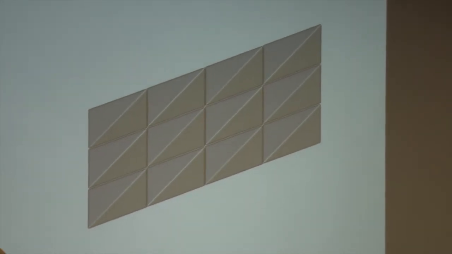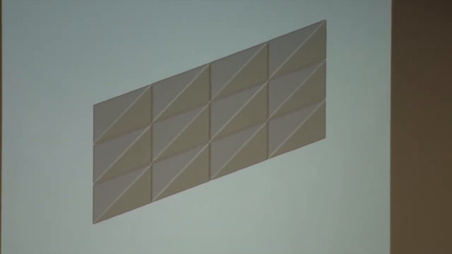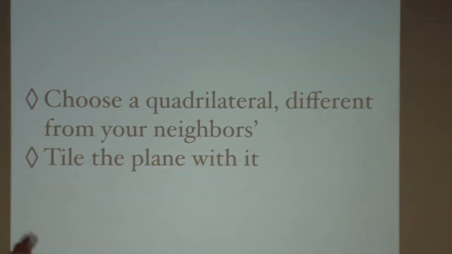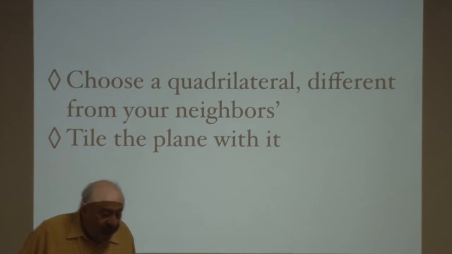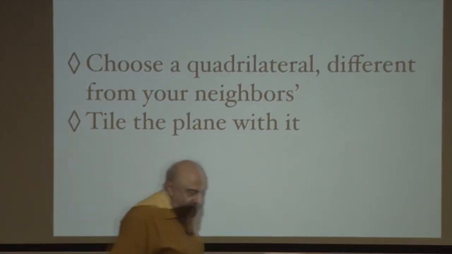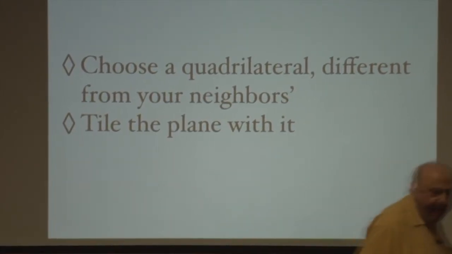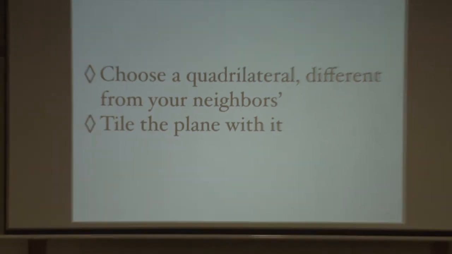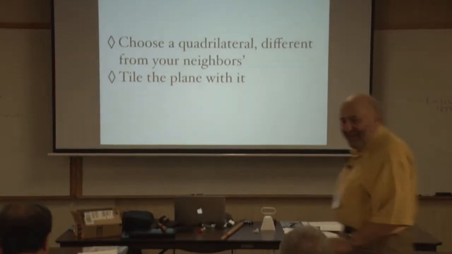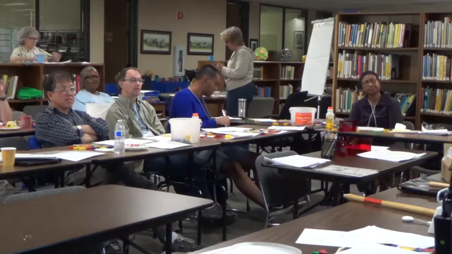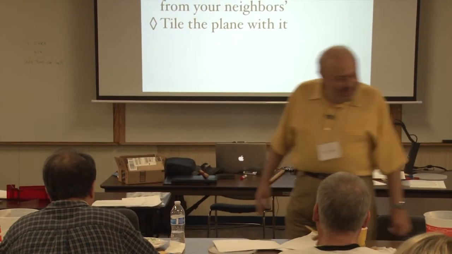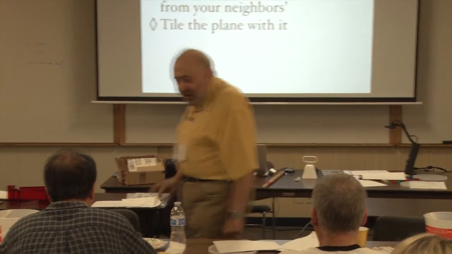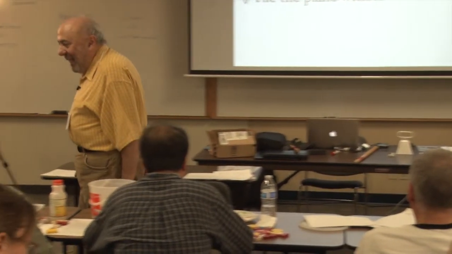So that's that same tessellation. Okay, quadrilateral. Choose a quadrilateral different from your neighbors and tile with it. And again, don't do a square. I know. If you're going to do a square, do something unexpected with it.